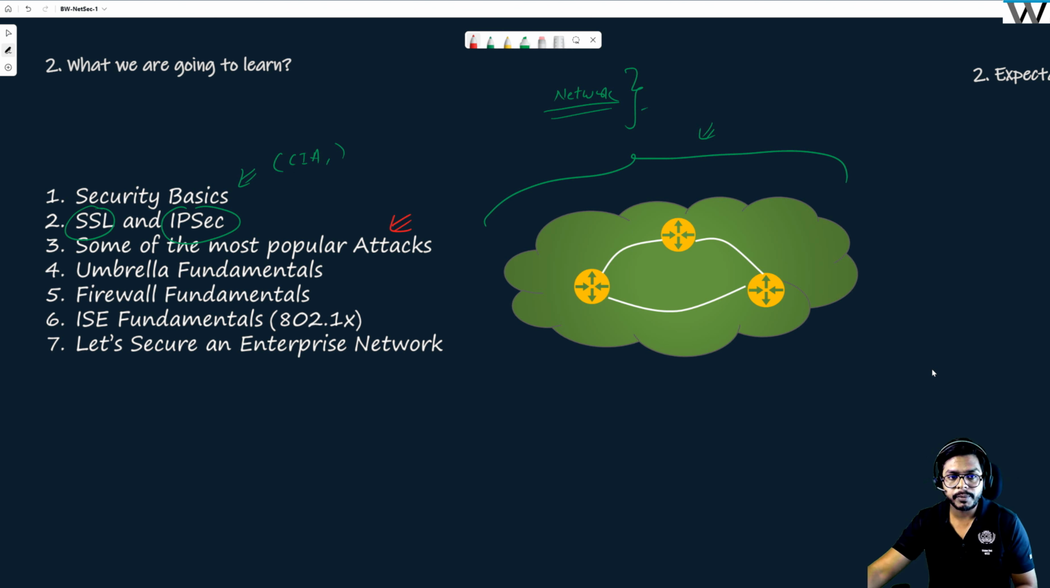Then we are going to talk about individual products, like security in cloud, and we have a solution for it, which is Umbrella. We are going to talk about firewall. Previously, we had the Adaptive Security Appliance. Yes, now we have FTD. We are going to talk about that. We are going to learn Identity Services Engine, because it is very, very important that if somebody is here and wants to get into your network to access some of the servers here, right?